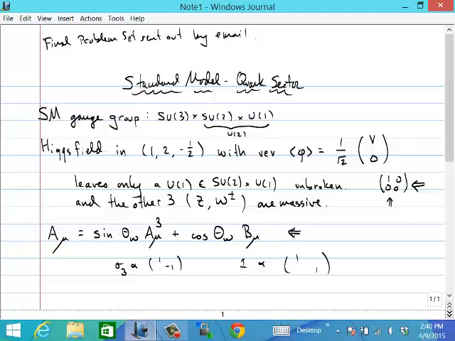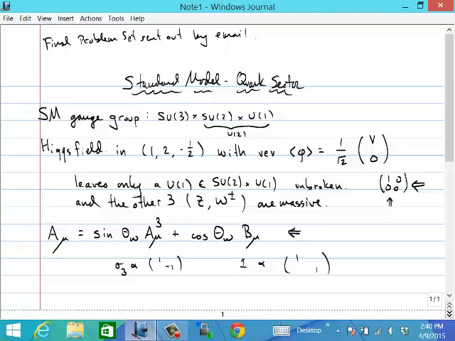The presence of those angles, sine theta weak and cosine theta weak, comes from the fact that the gauge couplings for the SU2 and U1 are not the same. So remember that theta weak was defined in terms of the ratio g1 over g2. So we just need to take that into account.